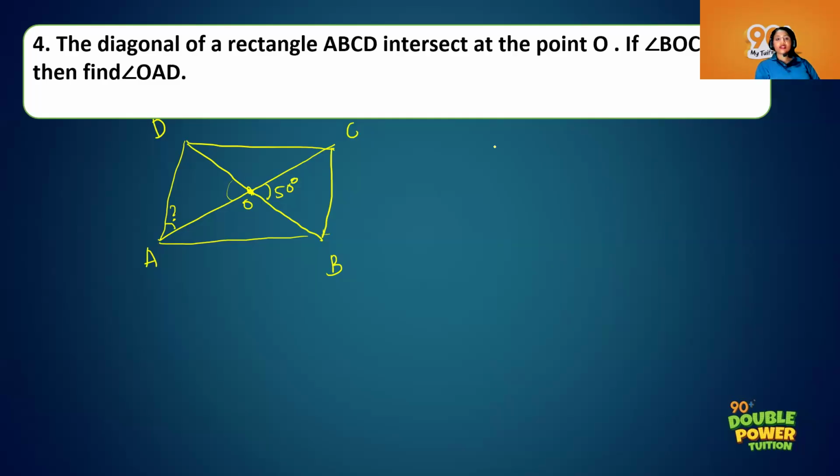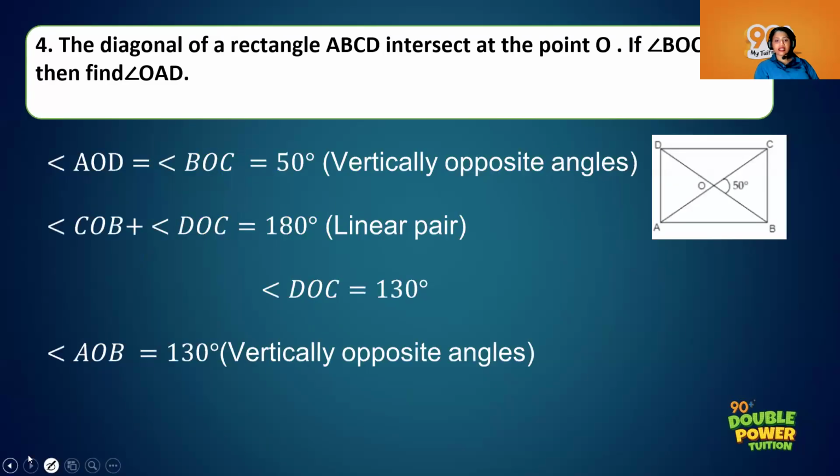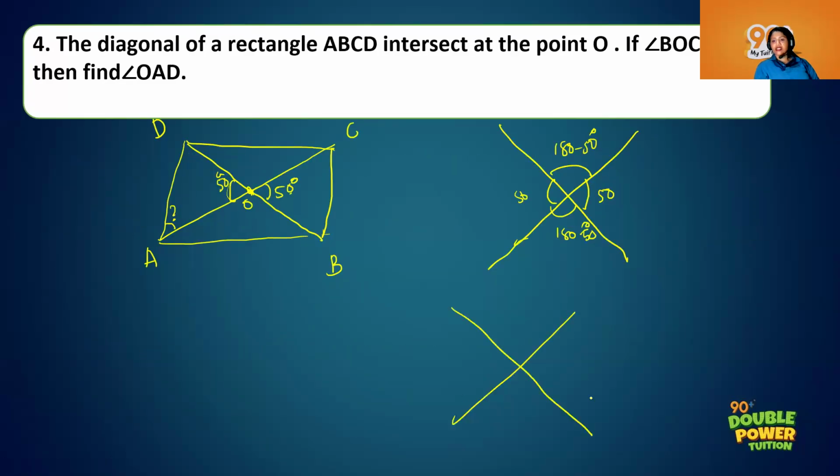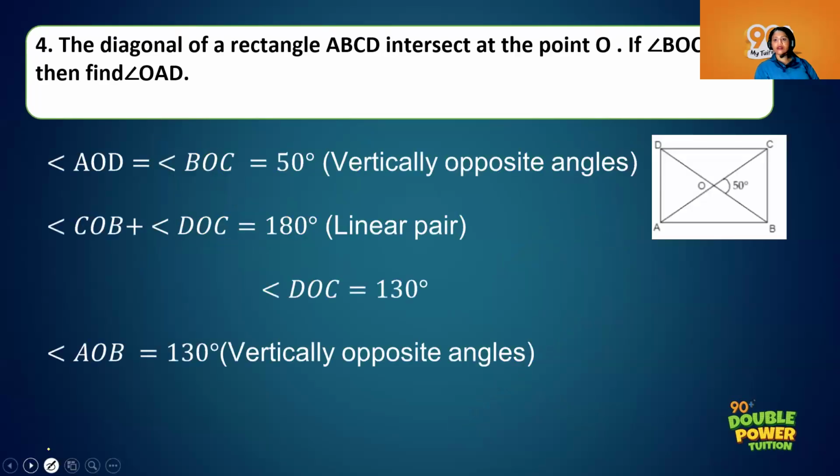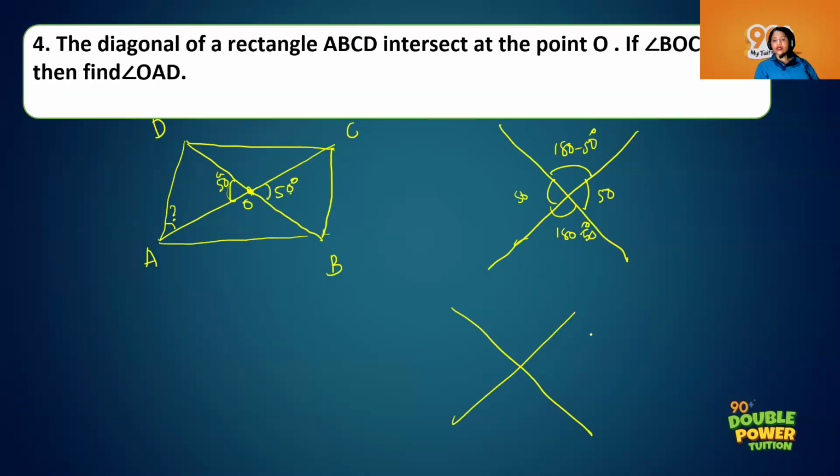Okay, let me explain the question. So this is 50 degree. Then this angle also will be 50 degree. As we all know, if two lines intersect, the opposite angles are equal. That means if it is 50 degree, this is also 50 degree. Then this will be 180 minus 50 degree. I have to ask you to find OAB, right?